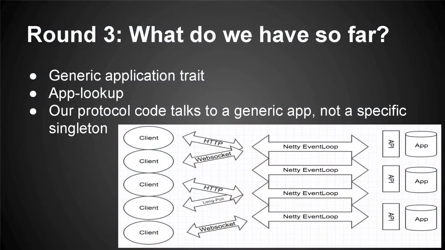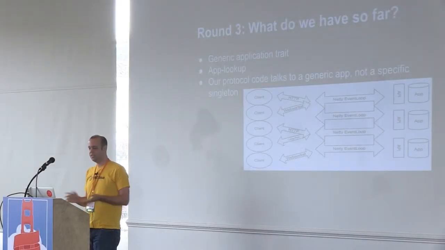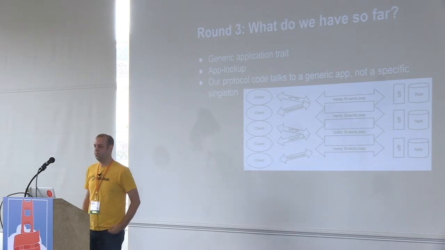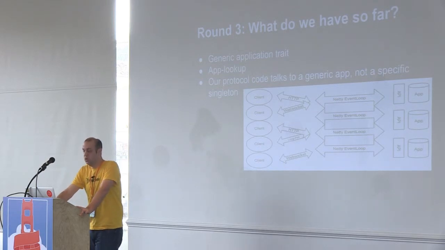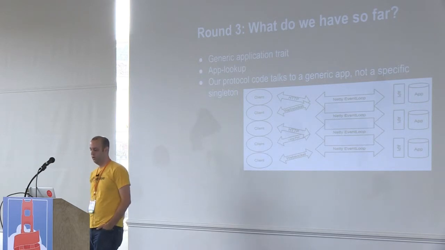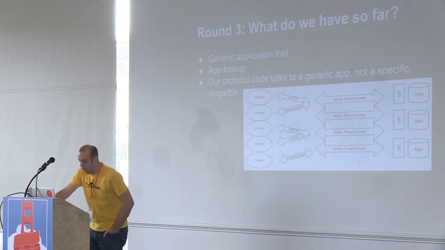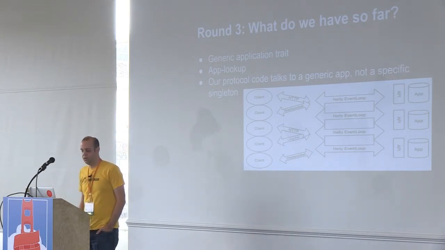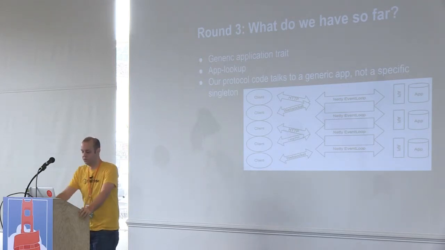All right, so we've got a generic application trait as a result out of this, which is good as long as your independent applications all kind of have similar-ish behavior. You can include some stuff in your external store to customize them a bit. We've got some app lookup that we can do. So our set of applications that we're running is now defined at runtime rather than when we write the code. And our network protocols talk to a generic app, not a specific app. So they're a bit more reusable now.